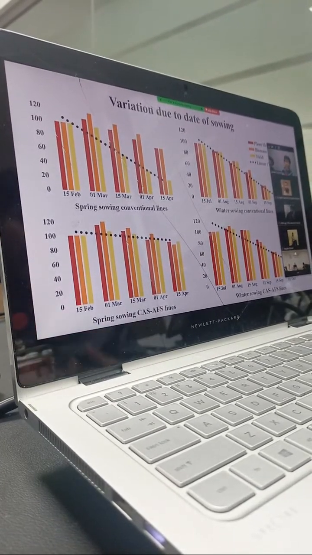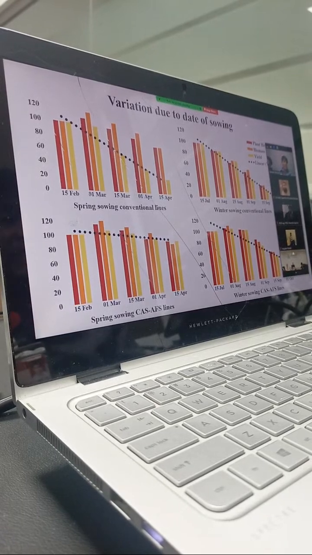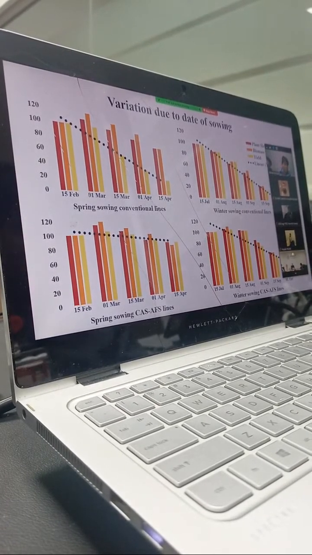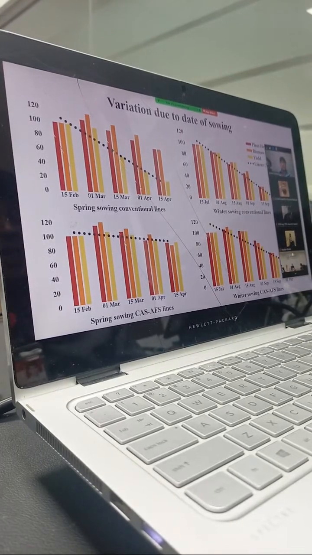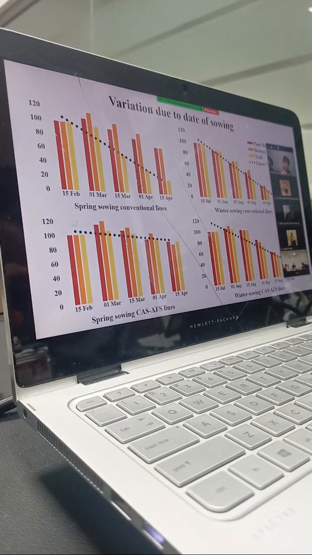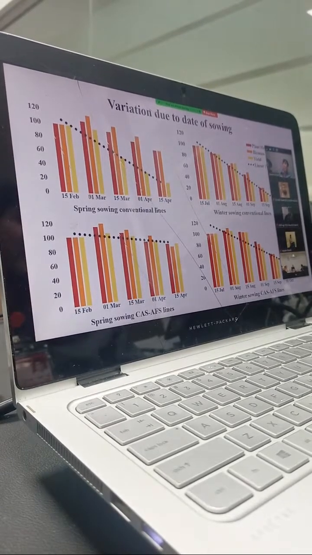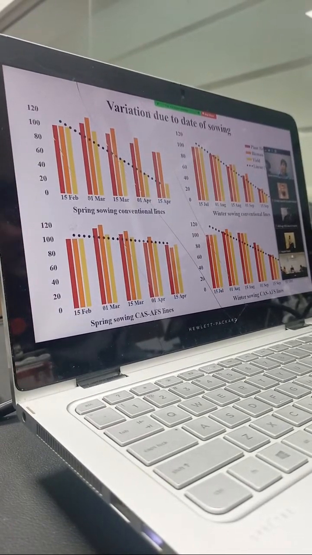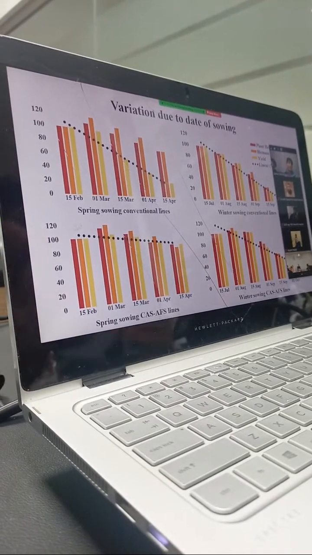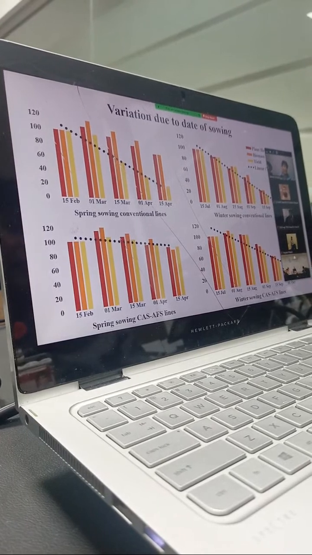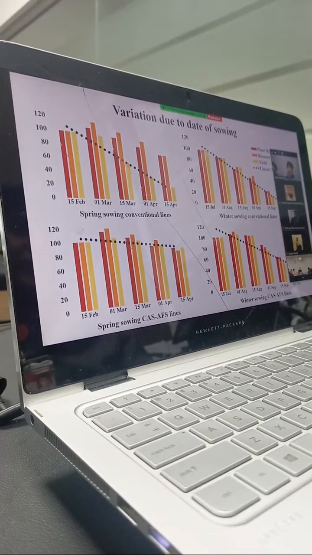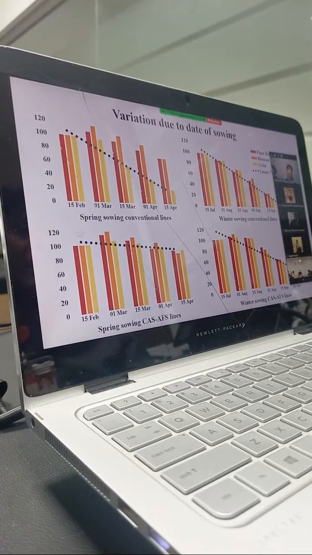And here I mentioned conventional lines. These are the lines which we already have available in Pakistan. We took the 15 February sowing as ideal or standard, and the rest of the dates were compared with this 15 February sowing. Three parameters were taken into consideration: plant height, biomass, and yield.